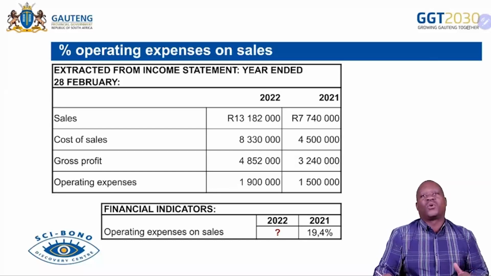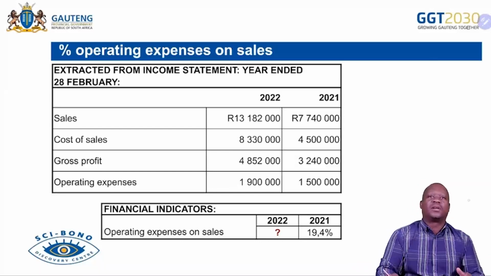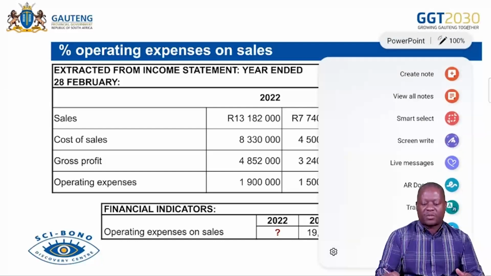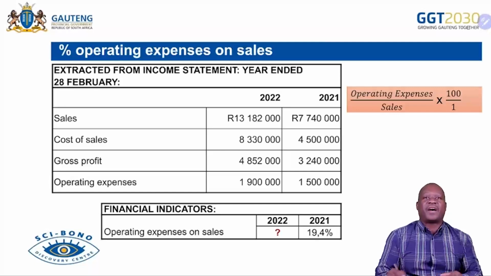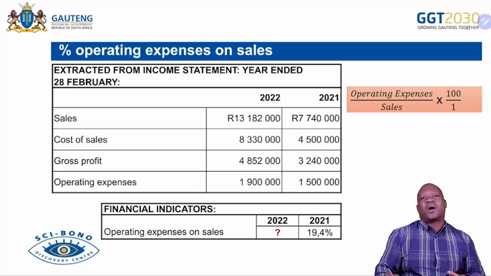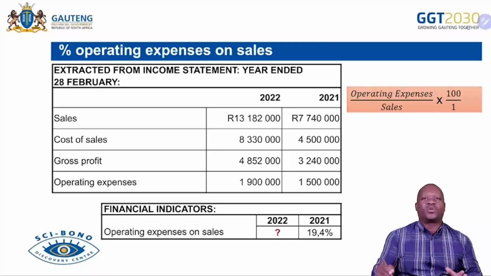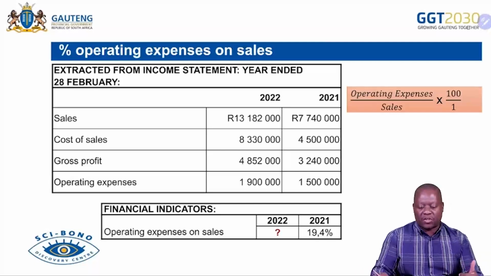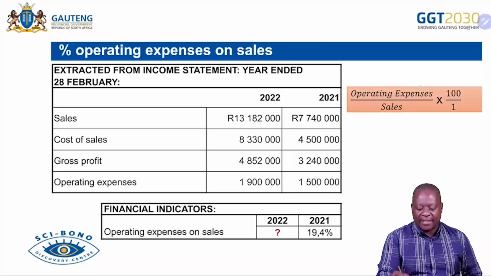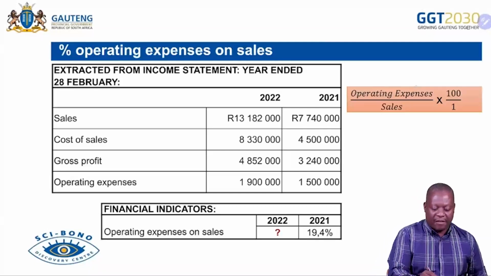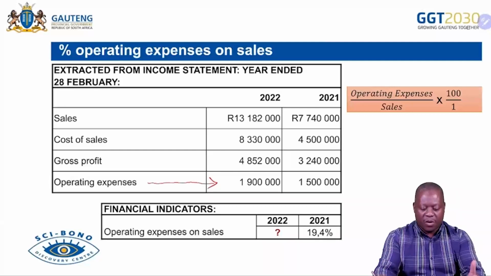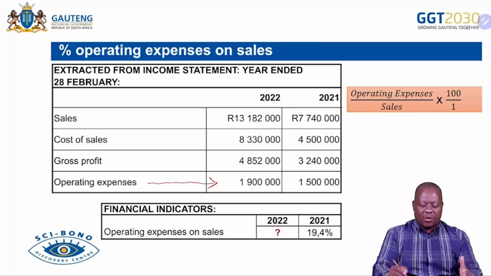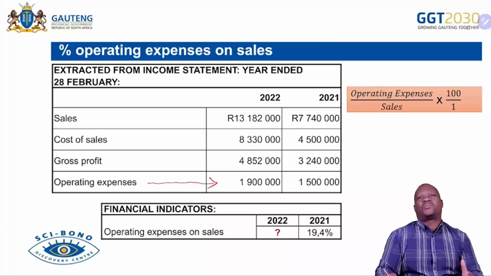Back to operating expenses on sales. The first thing that you need to know is what formula are we going to use? The formula is straightforward. It is going to be operating expenses divided by sales. But remember, our answer is supposed to be a percentage. So we are going to multiply by 100 to make it a percentage. Now, the key is you look for operating expenses. From what we have, our operating expenses, there we are. And remember, we are calculating for the year 2022. So straight away, we have got our operating expenses at 1.9.